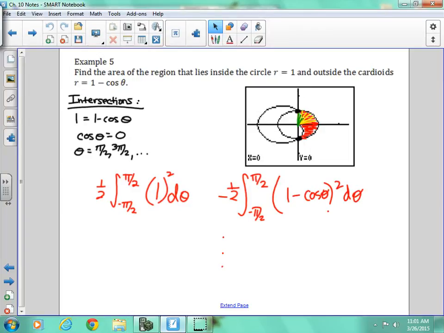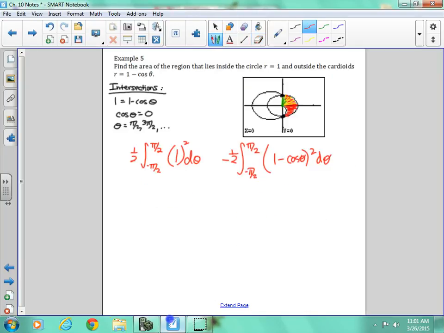Does it make sense what I did? I went from negative pi over 2 to pi over 2 of, why did I choose 1 first? Why 1 squared minus 1 minus cosine squared? Because that's the first function. Which one's outer? So if we think about our formula, we can actually make our formula a little bit simpler.